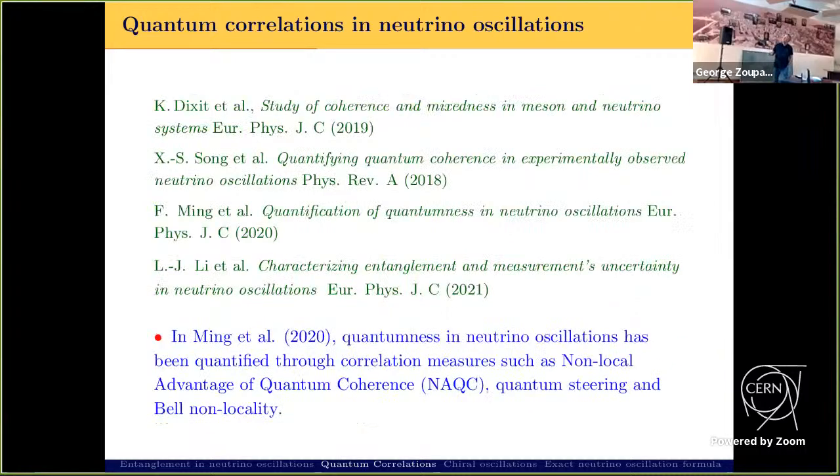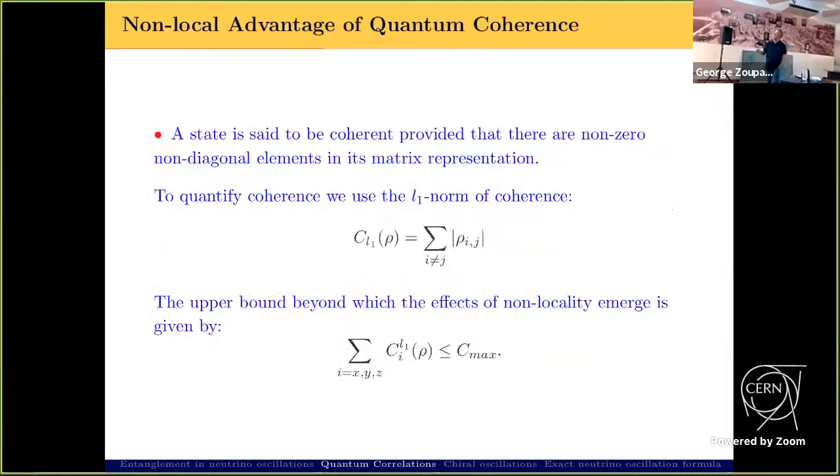And in particular, this paper took our interest, so I put a student to work on this, where they use different quantifiers of coherence. This one is a bit strange, a bit complicated to understand. It is called the non-local advantage of quantum coherence. There is a hierarchy of these things. Anyway, it's related to steering.